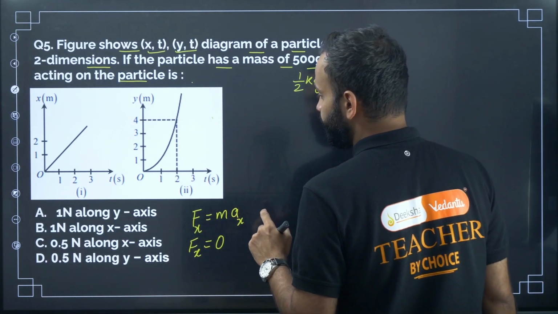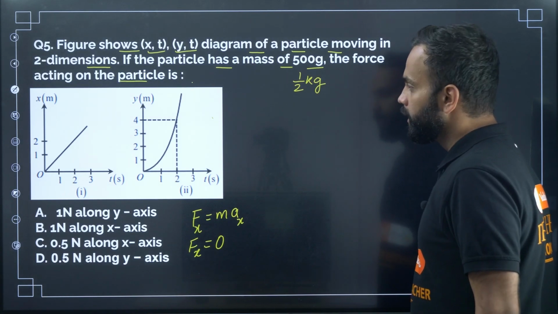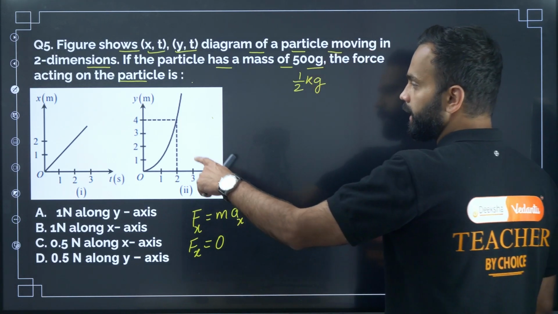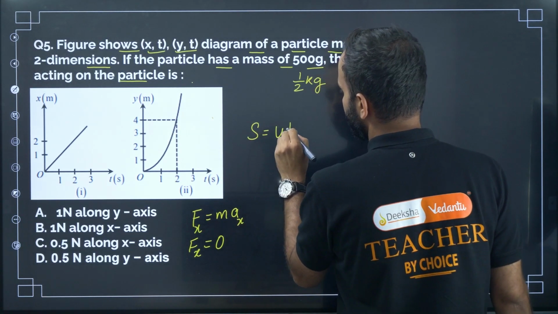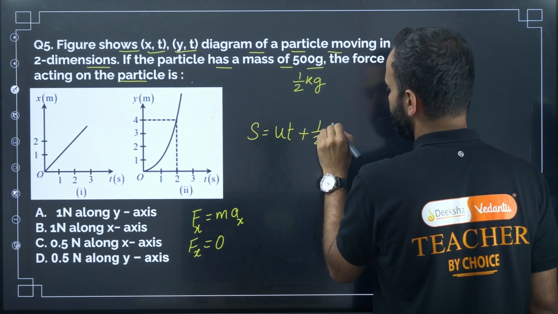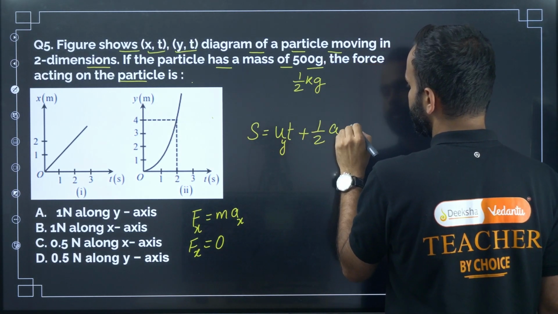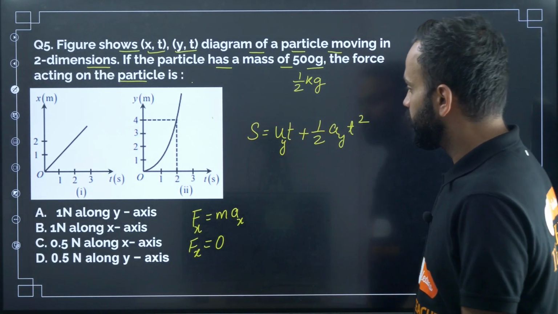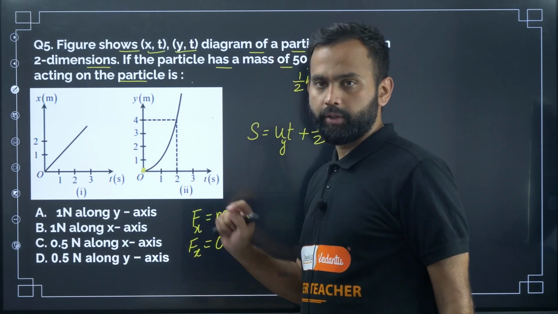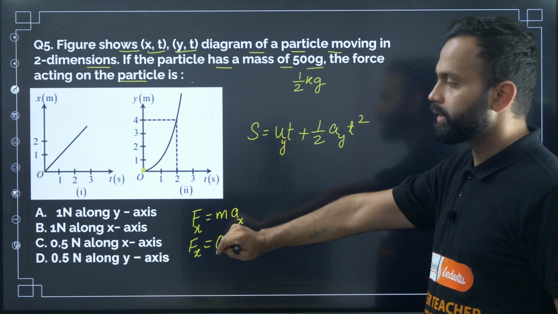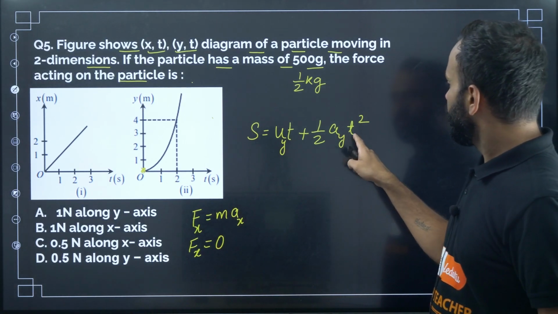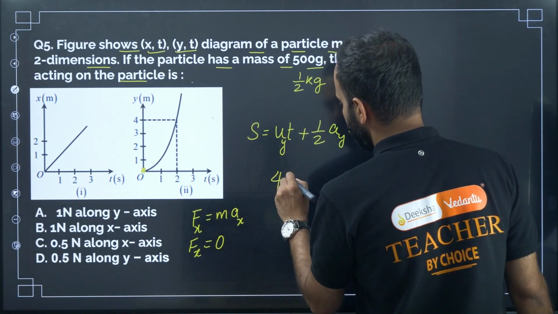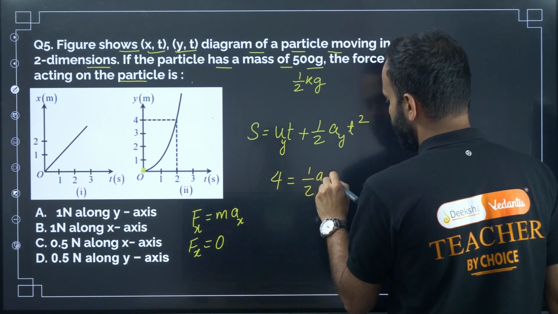The acceleration of the particle at t equal to 2 seconds. So how much distance has the particle traveled? 4 meters, isn't it? So apply the second equation of motion, s equal to uy t plus half ay t square. Now s equal to 4 meters. uy is 0 because it starts from the origin. At origin, time is 0 and the displacement is also 0. So now t is 2 seconds, s is 4 meters. So 4 equals half ay into t square.